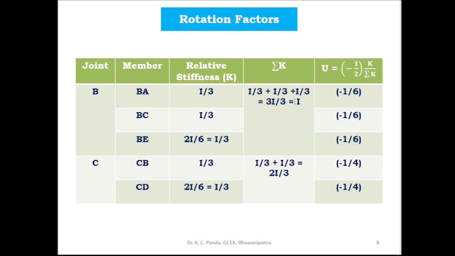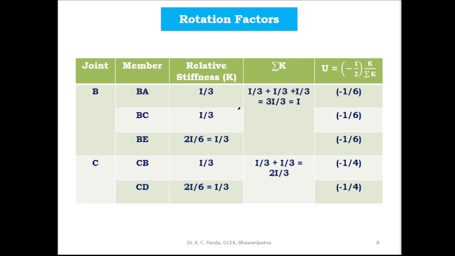Then after getting the relative stiffness of the joint, find the rotation factor. By using this formula you can find the rotation factor. The rotation factor of the member is equal to minus half times the relative stiffness of the member divided by the relative stiffness of the joint. Here you know the relative stiffness of the member and the relative stiffness of the joint, so find the rotation factor for the member BA. UBA is equal to minus half times I by 3 divided by I. So this is equal to minus 1 by 6.